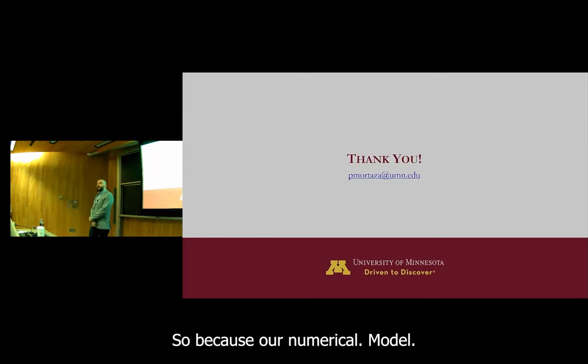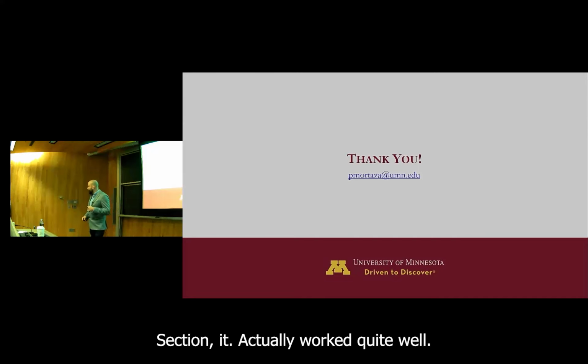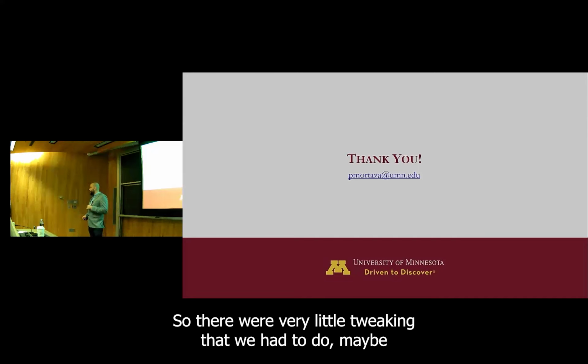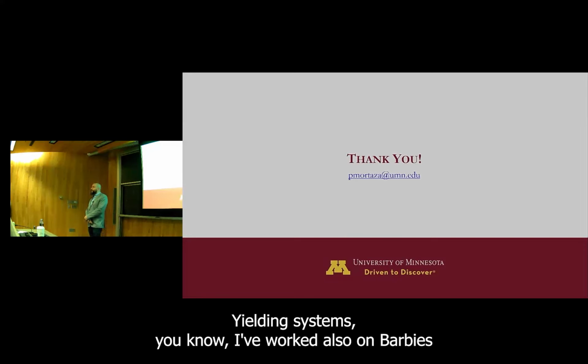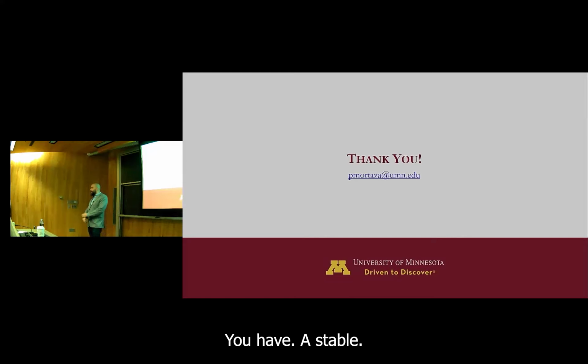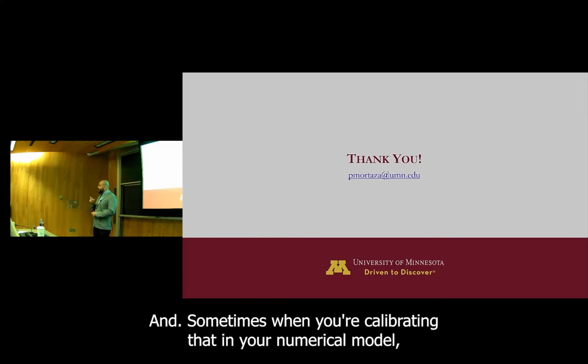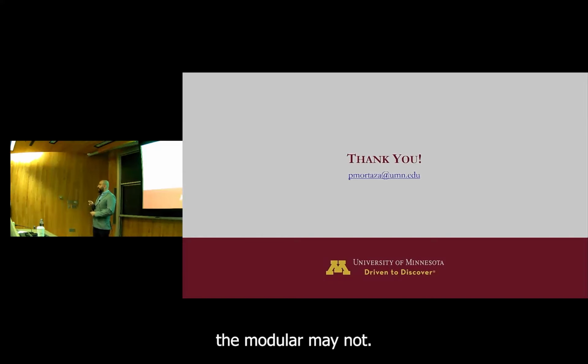Great question. Because our numerical model was a fiber section, it actually worked quite well. So there was very little tweaking that we had to do, maybe with post-yield stiffness a little bit. With these stable yielding systems, I've worked also on BRBs and other systems, and it's the same thing. You have a stable yielding system that with every cycle you get hardening. And sometimes when you're calibrating that in your numerical model, the modeler may mistakenly use more post-yield stiffness to account for hardening.